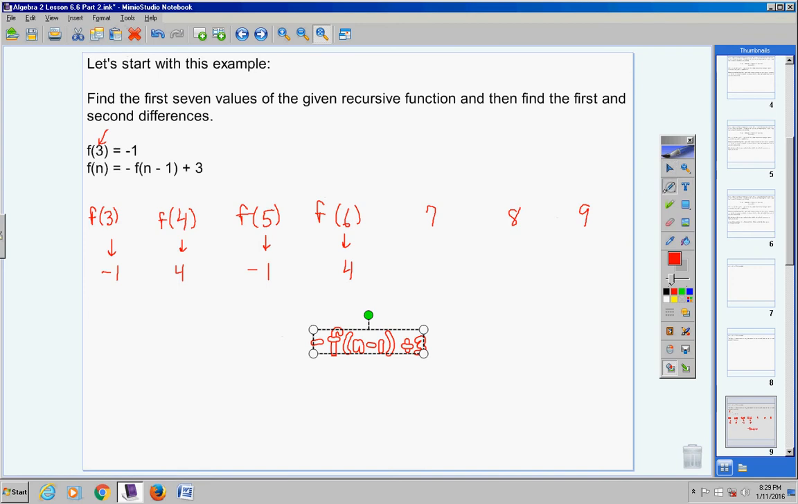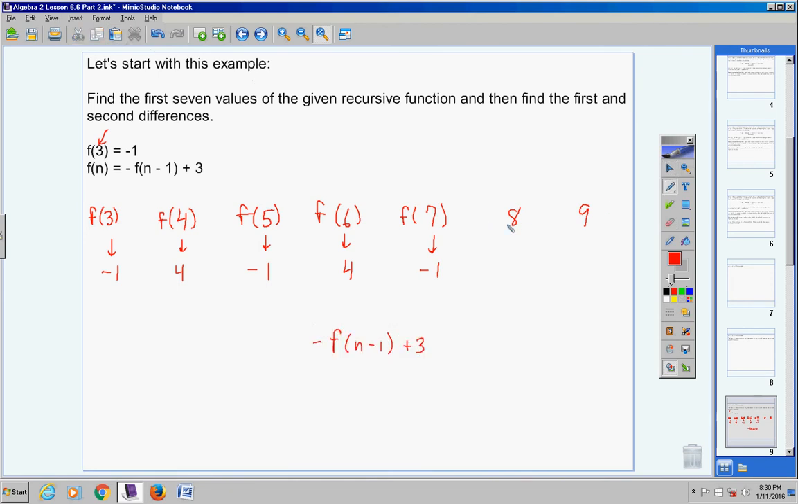Alright, let's go ahead and substitute 7 in for n now. 7 minus 1 is 6. So I have negative f of 6. Okay? Bring down your negative sign. F of 6 is 4. Bring down your positive 3. Negative 4 positive 3 is negative 1. So f of 7 is negative 1. 2 more to go, alright?